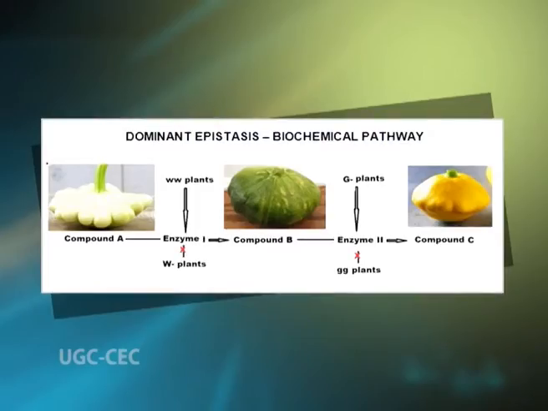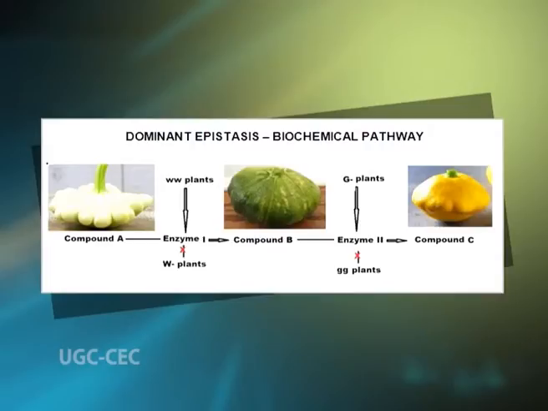According to this pathway, the pigment which is yellow is produced in two steps. The white color of the fruit is due to compound A. The compound A is converted to compound B by the action of enzyme 1. This enzyme is produced only when the plants have a genotype small w. Whenever capital W comes in, the necessary enzyme is not produced.